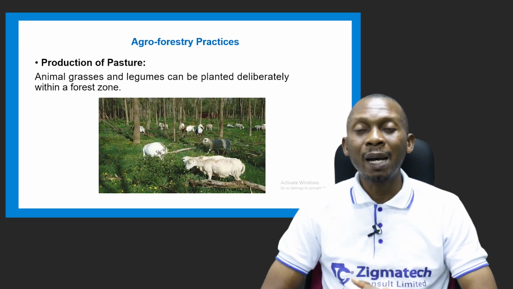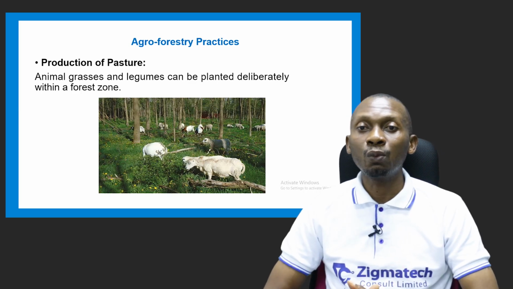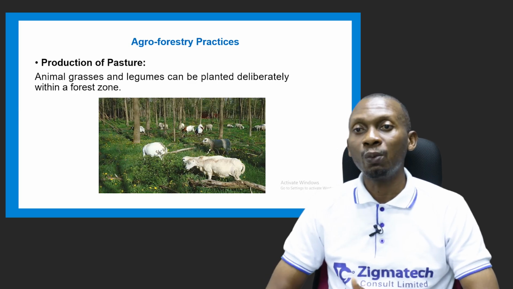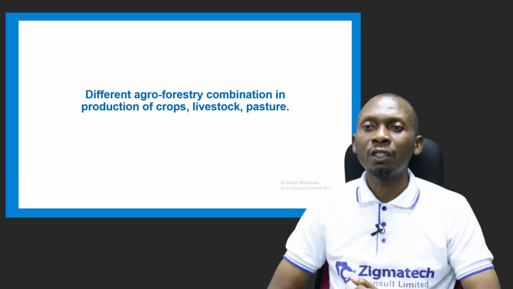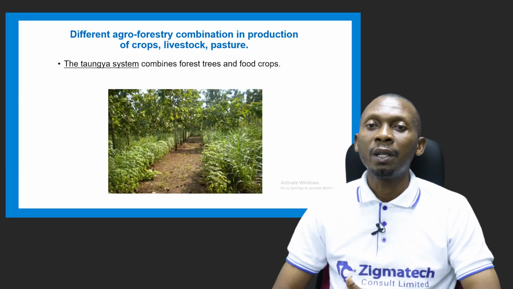We have production of pasture. Here, animal grasses and legumes can be deliberately planted within a forest zone, just as food crops can be deliberately planted within a forest zone. So let's look at different agroforestry combinations in production of crops, livestock, and pastures.